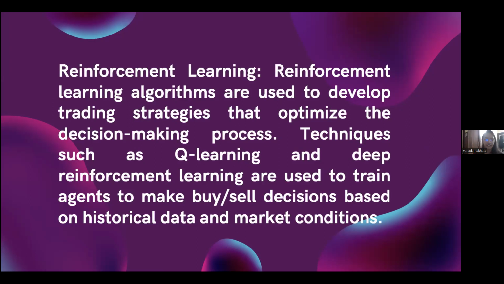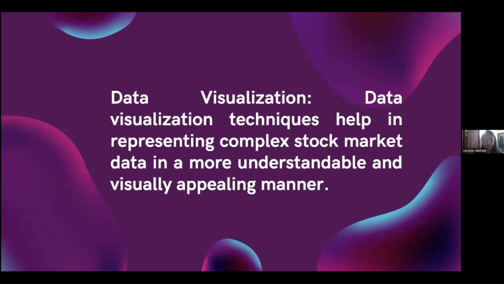Reinforcement learning focuses on maximum profit, which is required in the stock market, and all the strategies that we follow are optimized here, and the decision-making process is also optimized as well. Now, techniques such as Q-learning and deep reinforcement learning are used to train agents to make buy or sell decisions, which we predict on the basis of the historical data and the current market conditions that have been going on.